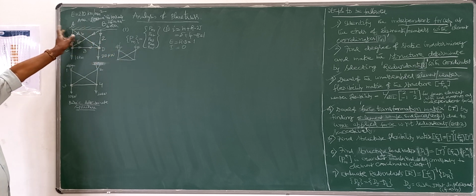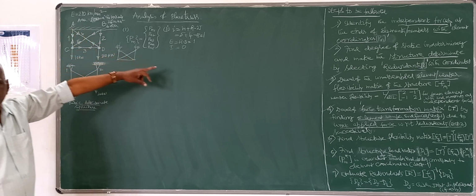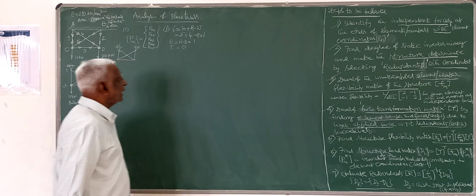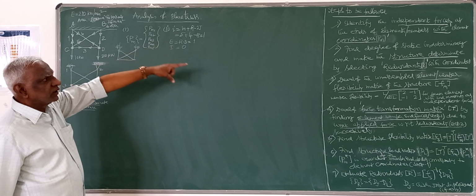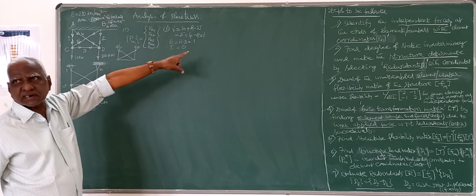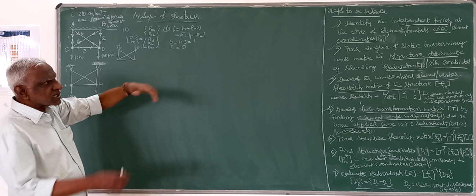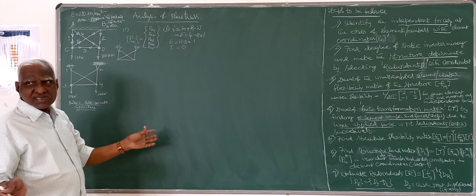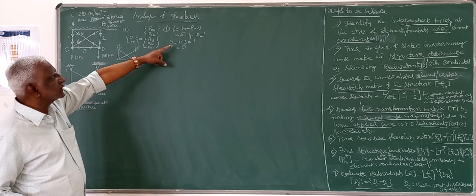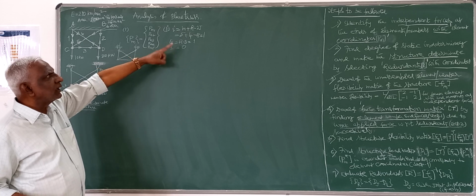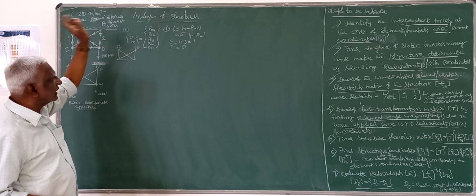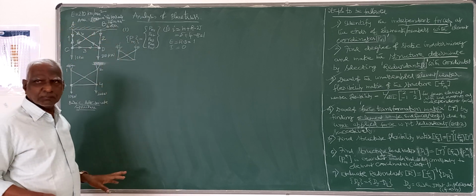So one of the external reactions I have to choose as the redundant in order to make the structure determinate, because that is the second step. You have to find the degree of static indeterminacy and make the structure determinate by introducing as many releases as equal to the degree of indeterminacy in the structure. So it is here indeterminate to the degree 1, that too externally indeterminate, one of the external reactions, that is one of the support reactions you have to remove.